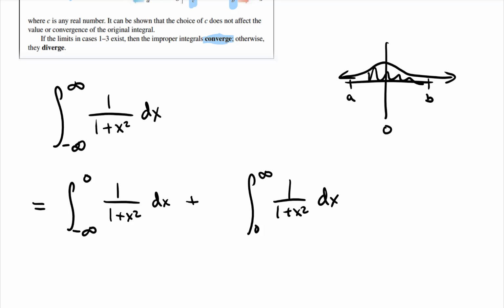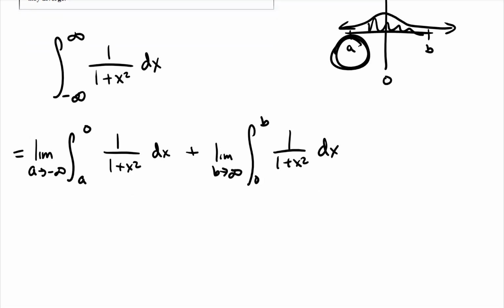But now let's just make life easier and set it up. We're going to say that this is going to be our a. So let's let this go to a, and we'll take the limit as a goes to negative infinity. Now we'll do the same process on the other side. We're going to call this b, and we're going to take the limit as b tends towards positive infinity.